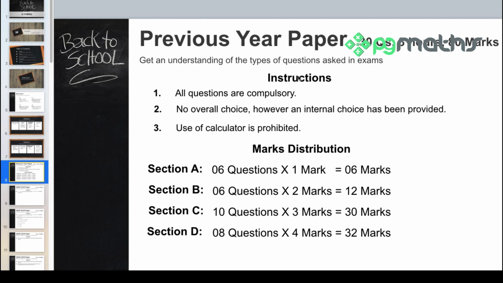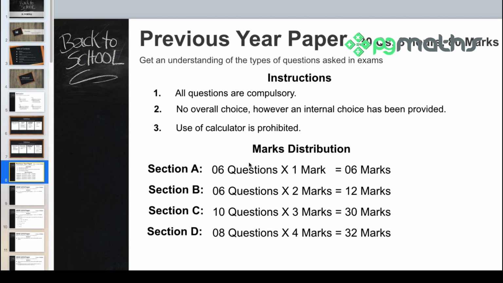And so here are a few instructions. All the questions are compulsory, all 30 questions are compulsory. So there is no overall choice, however, an internal choice is being provided. Third, use of calculator is prohibited. The good part about this is that you won't be asked to do very intensive calculations. Pretty simple and straightforward calculations are being asked in this exam.